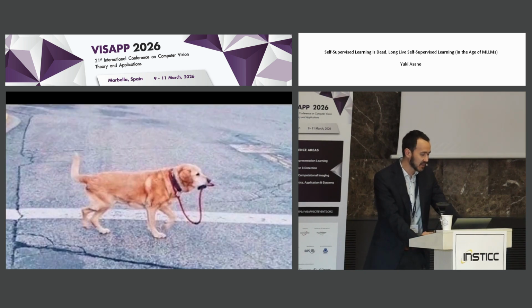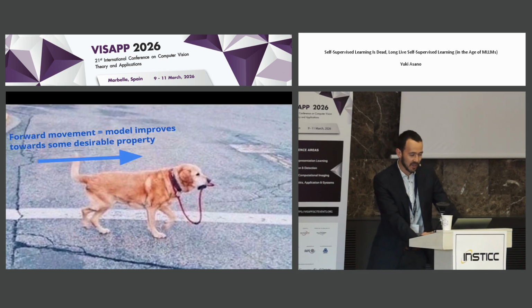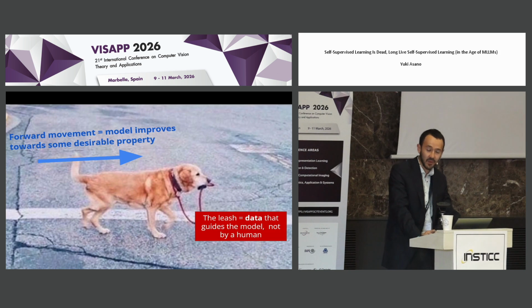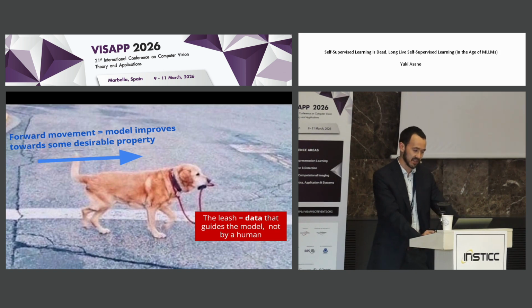So I would like to define self-supervised learning with this nice image, which actually isn't AI generated. In self-supervised learning, we have two things. We're trying to learn neural network models. And in this case, the forward momentum, so the model improving in some desirable way, is the dog just moving forward. How is the dog guided? Well, in this case, it's not guided by a human, but the leash is just given by the data itself. So just the normal data without any human annotations at all.